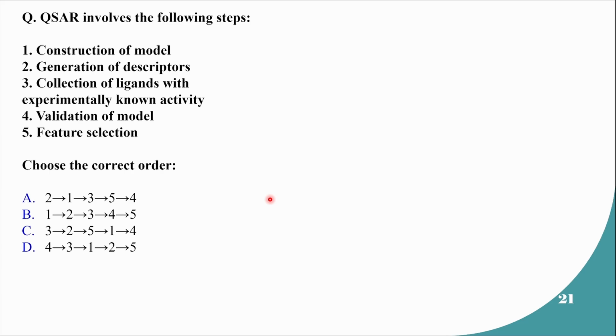Follow the steps one after another while constructing the QSR models. So which steps do we need to follow first, and then what could be the next step and the next step and so on? I see C option in the chat. Yeah, we'll just look into it.